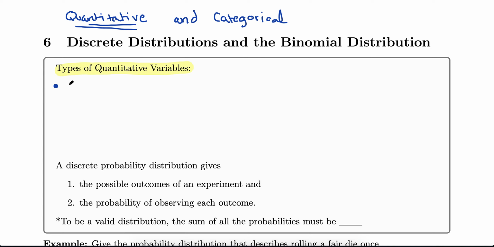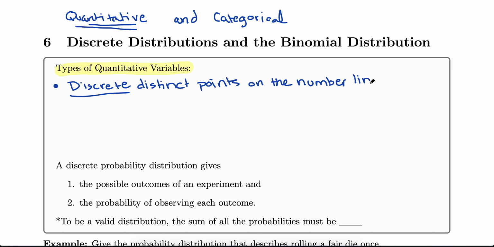The first one we'll call discrete. When we mean discrete variables, they're numerical because we're under the quantitative umbrella, and discrete variables are ones that are defined by distinct points on the number line, and they're typically counting numbers. So say distinct points on the number line.